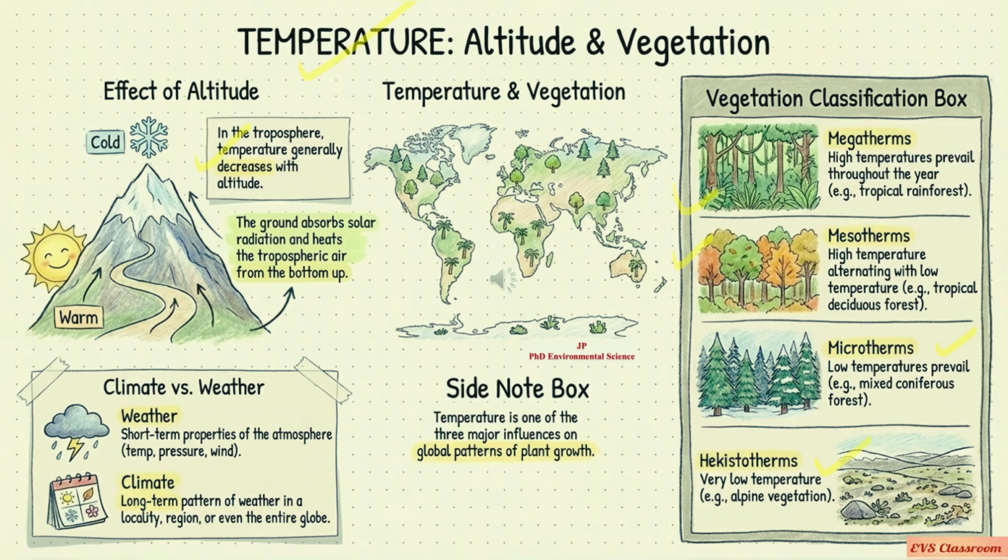Weather refers to the short-term atmospheric conditions. For example, what is today's temperature? What is today's rainfall? So this is weather. Climate refers to the long-term average weather conditions of a place, usually over 30 to 35 years. So weather changes daily, climate remains relatively stable.